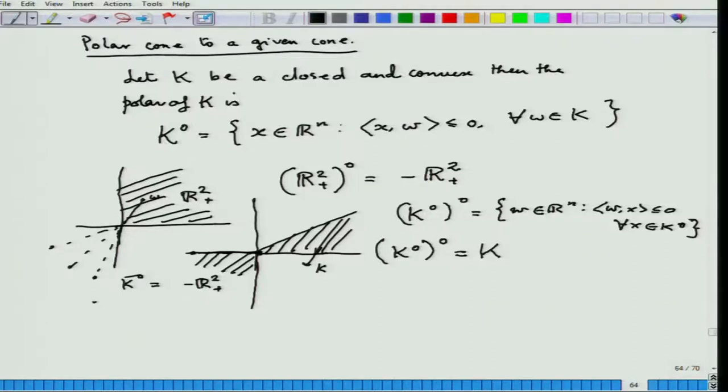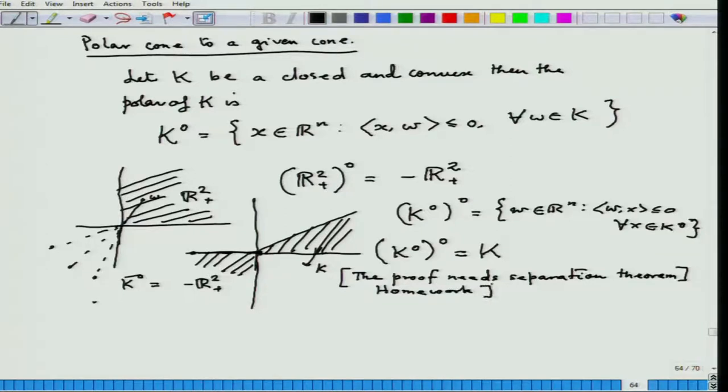So, how do you do the proof? The proof needs the separation theorem. So, try this as homework. Tomorrow I am almost going to take an assignment class, trying to show that the tangent cone is that, and also try to prove this one.